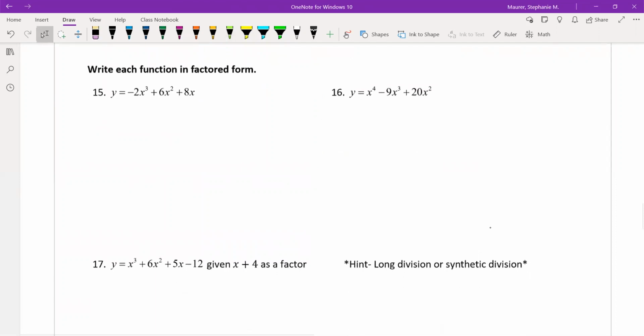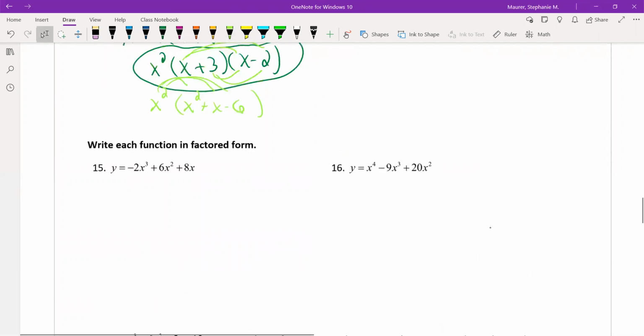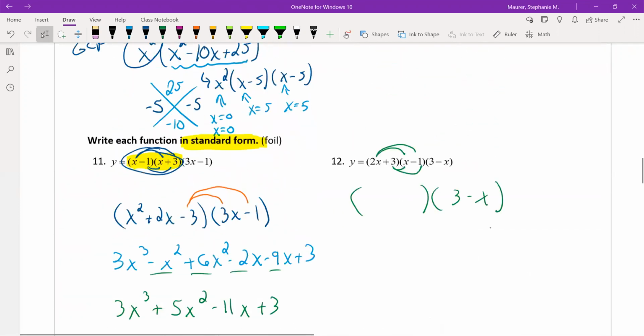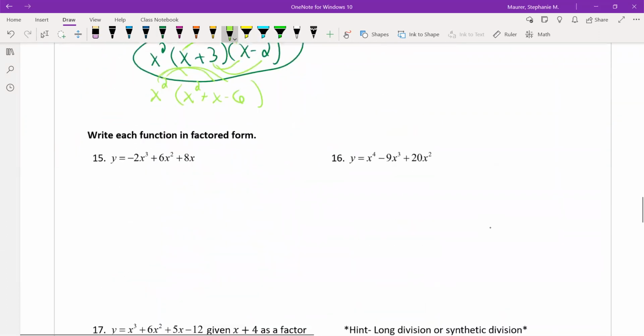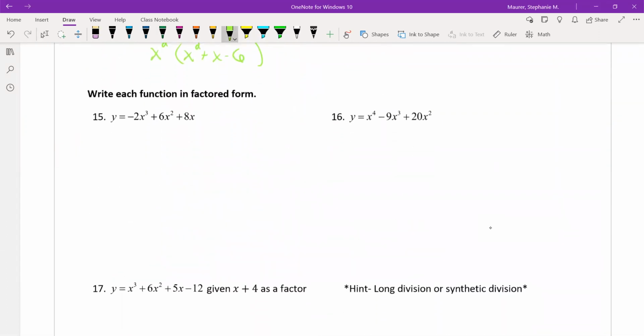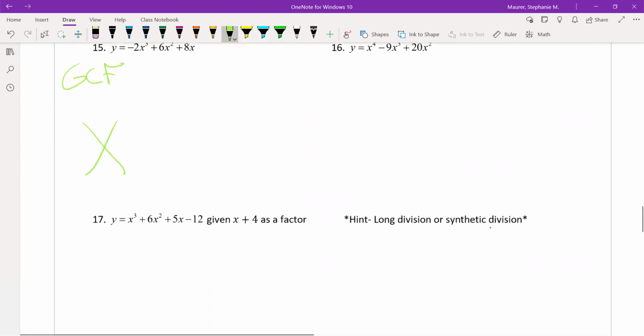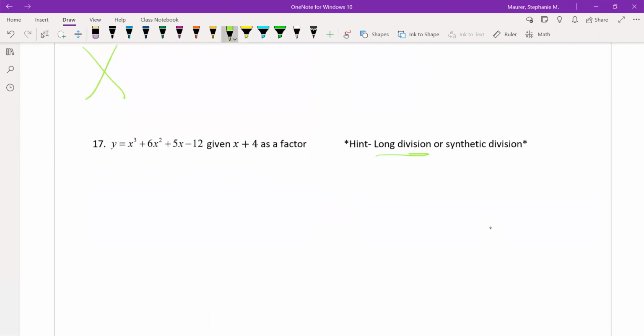The next section says, write each of these functions in factored form. So we actually already talked about this section a little bit up here in problem 8, where you basically want to pull out your GCF and then do the X method. So down here, I'm going to let you guys practice that a little bit more. Look for that GCF, greatest common factor. Once you pull out your greatest common factor, it's most likely going to be solvable by the X method. Now, number 7, I give you the hint that this is going to be long division.